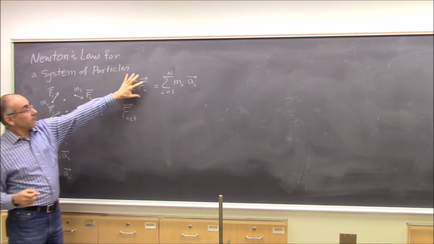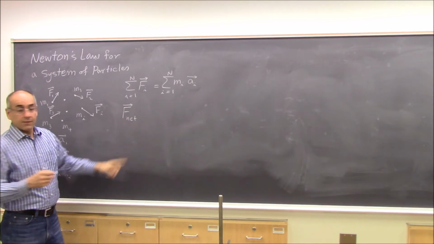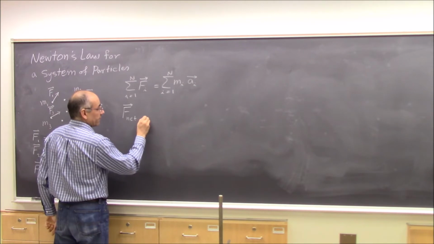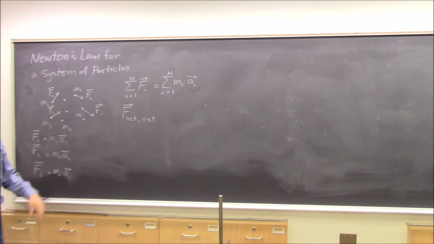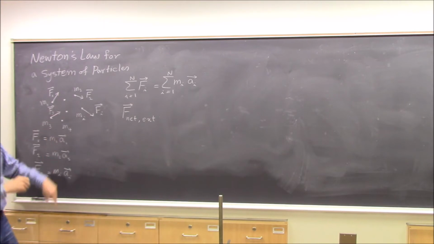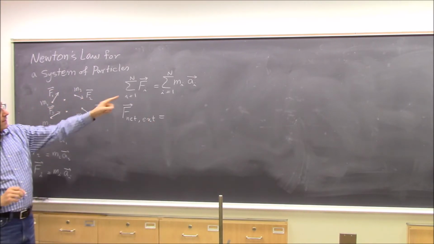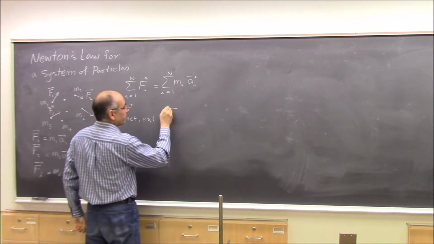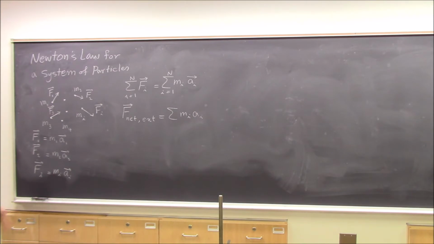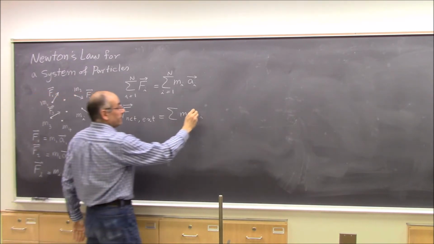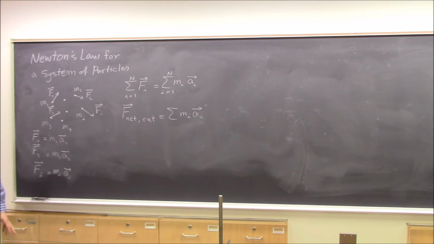If you add all of these, the only ones that are left are external forces. So internal parts cancel each other. I write external here because it's the same thing. If you add them, only external forces remain. And then the other side will be the sum of Mi Ai. All right, so this will be Newton's law for the system of particles.